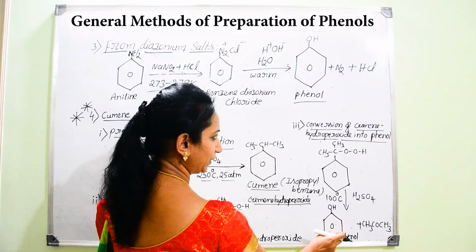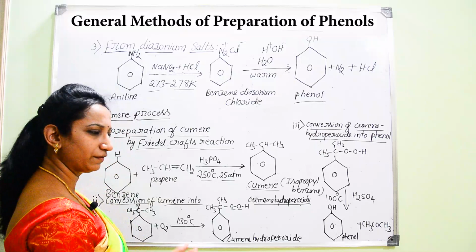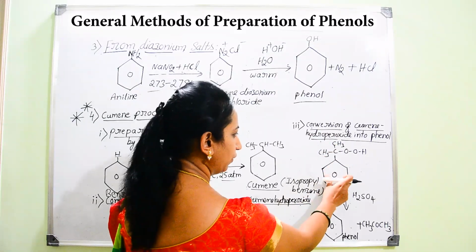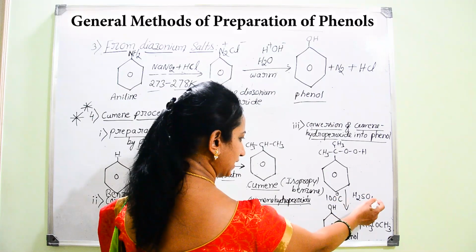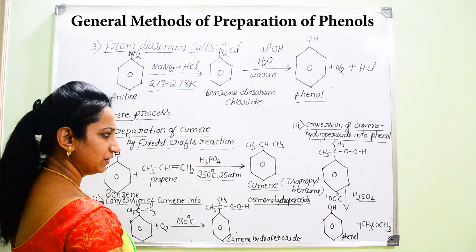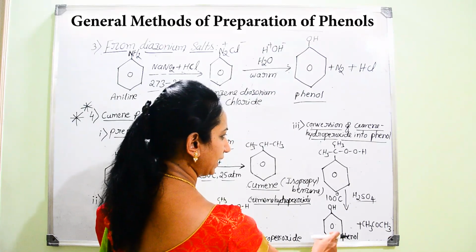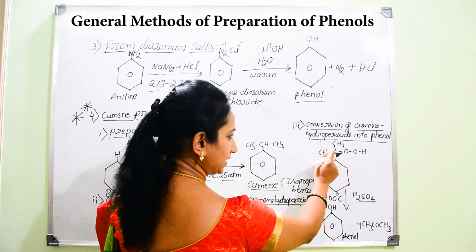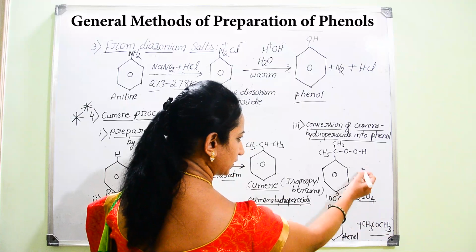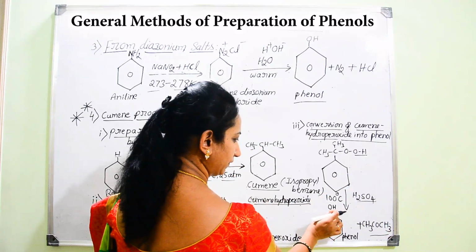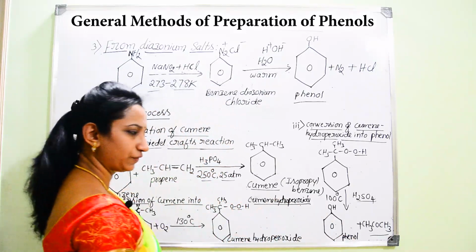The third step involves the conversion of cumene hydroperoxide into phenol. How are we going to do that? It is very simple. When cumene hydroperoxide is heated around 100 degrees Celsius in the presence of sulfuric acid, we end up with the formation of phenol. CH3, CO, CH3 gets separated in the form of acetone, and what is left over is the OH group, which is directly linked to the aromatic ring, resulting in the formation of phenol.